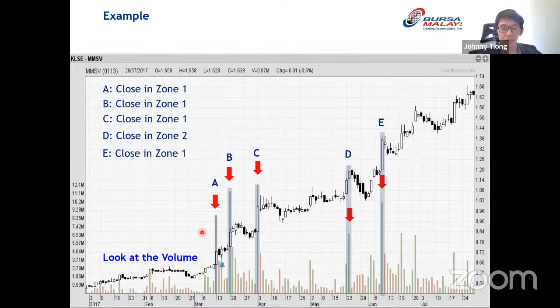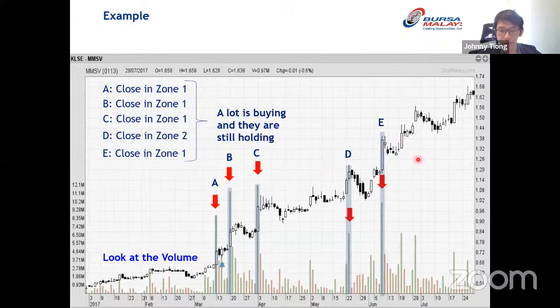So we just take some sample here, 1, 2, 3, 4, 5. A lot of people are buying and they are still holding. How can we conclude that they are still holding? Because if they had already sold the counter, we could expect a few candles to close in zone 3 with higher volume. If I add up candles 1, 2, 3, 4, 5, I think it's quite high. So this story basically tells us this stock is in an uptrend. People are buying and they continue to buy.